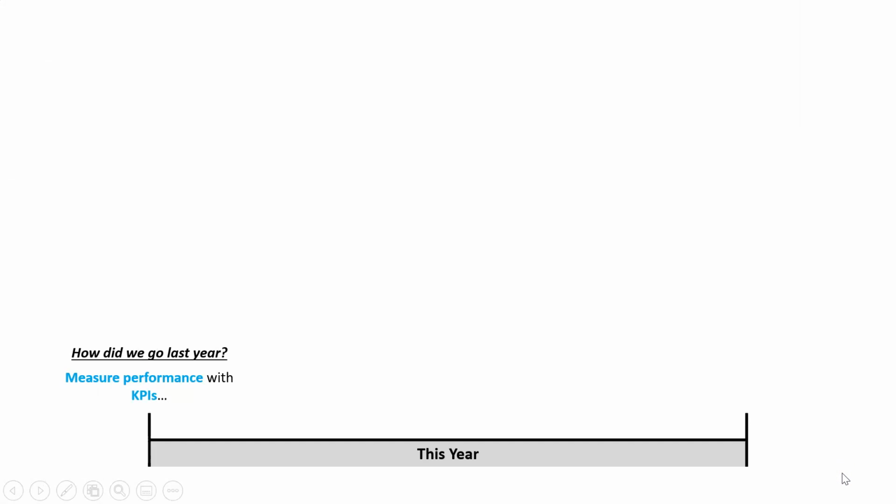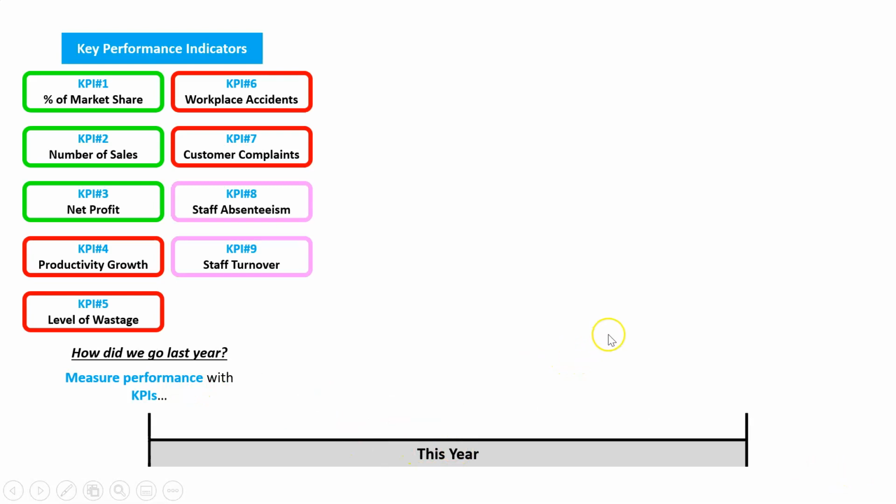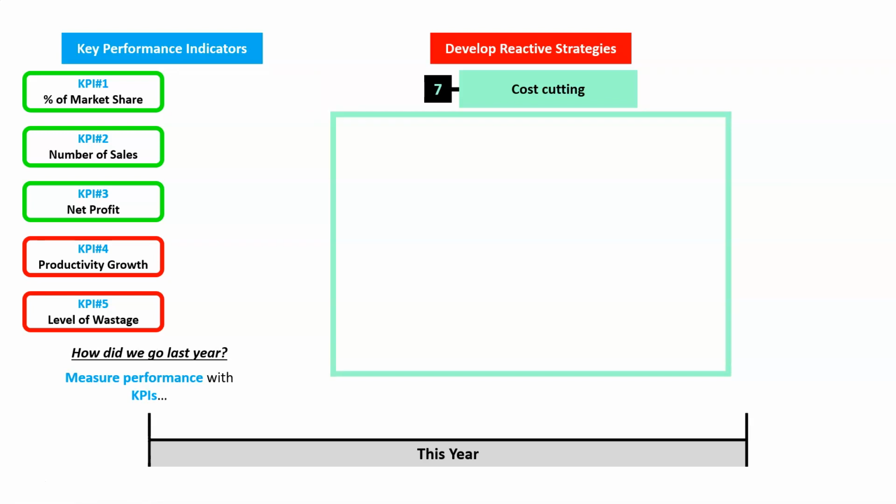What we're interested in more so for this topic is, can you get some KPIs? So we say this year, how did we go last year? There's some KPIs. Which ones do you think cost cutting would improve? It could improve any of them, but we could probably focus on these ones here: percentage of market share, number of sales, net profit, productivity growth, and level of wastage.